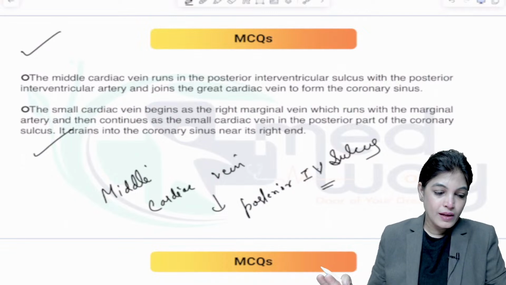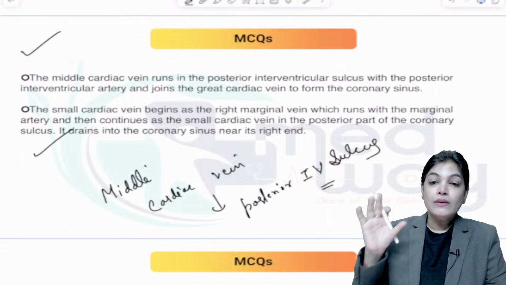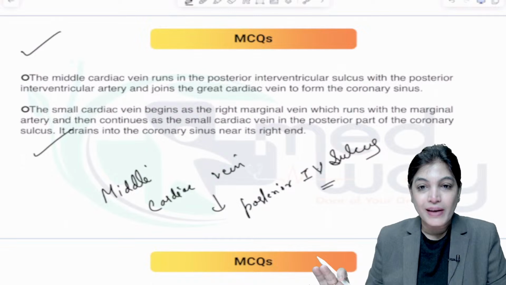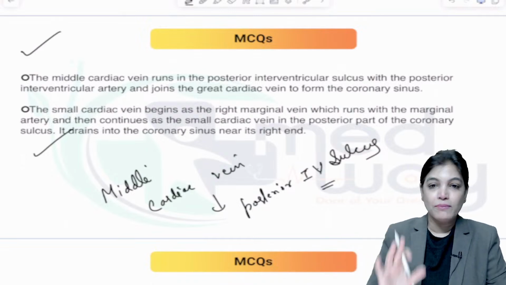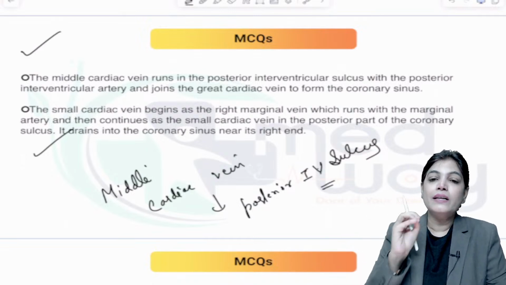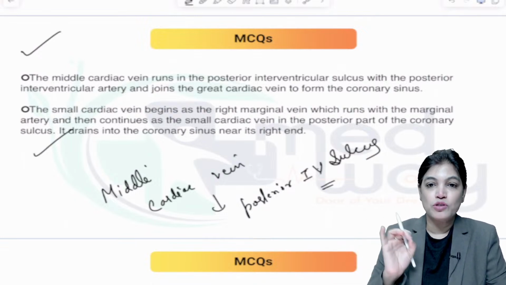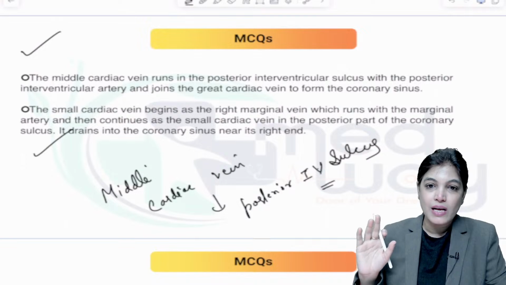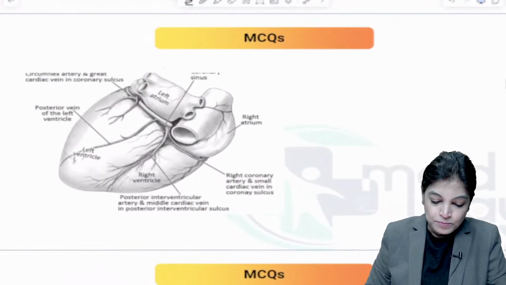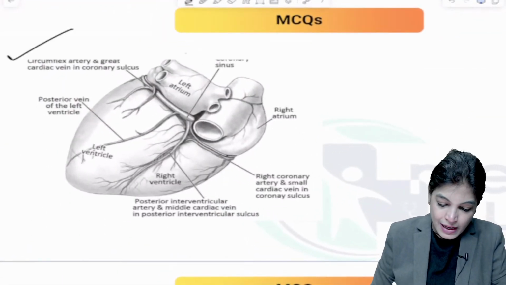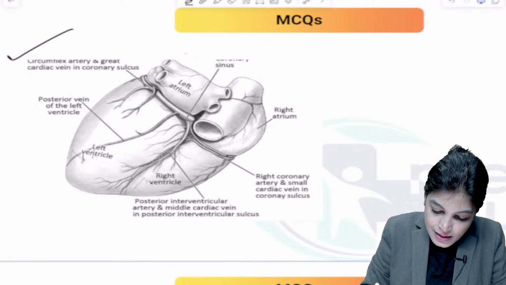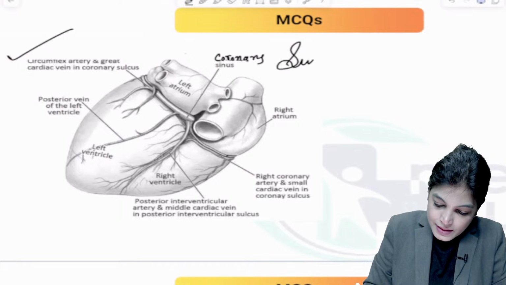Okay, alright? So we now know the location of the great cardiac vein, small cardiac vein and middle cardiac vein. Definitely one of these three would have been given as an option or asked. I think the great cardiac vein was asked. One of the students was telling me about that. You can see this is the circumflex artery along with the great cardiac vein, and this is the coronary. What is this? This is the coronary sinus.